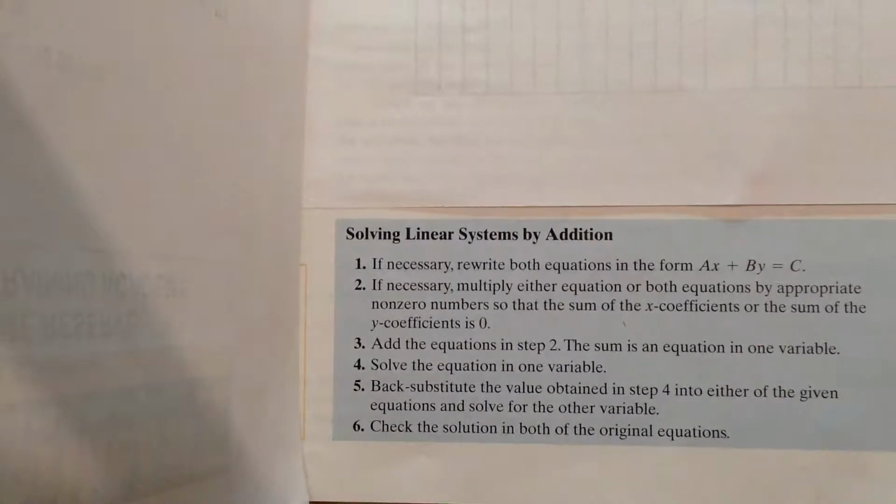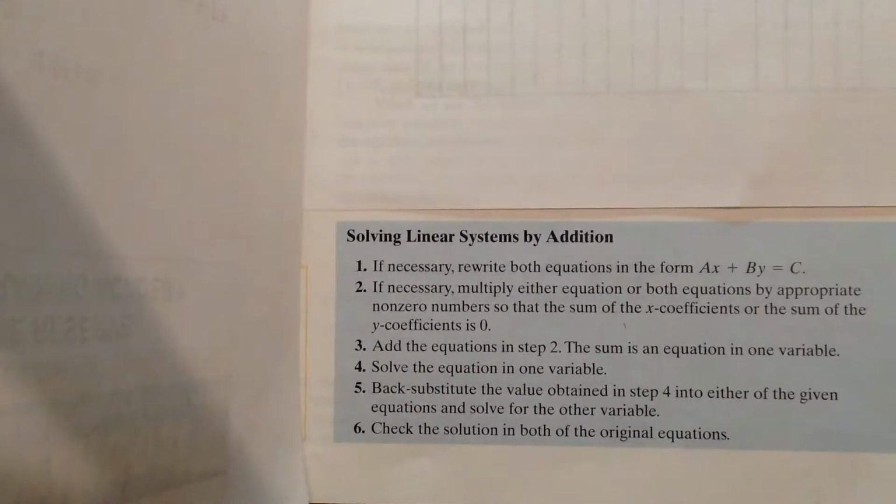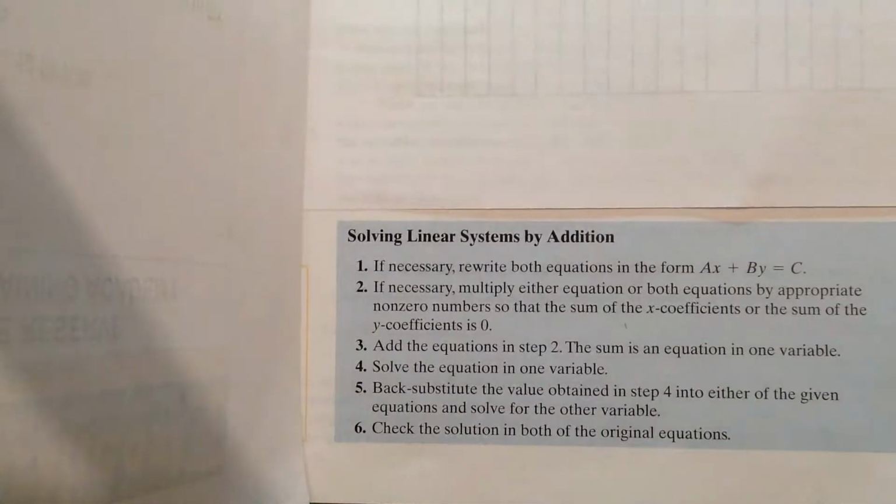Another way to solve a system of linear equations is by the addition method. So let's look at the steps of solving a linear system by addition. Step number 1. If necessary, rewrite both equations in the form of ax plus by equals c.